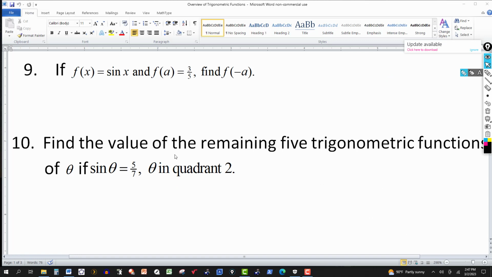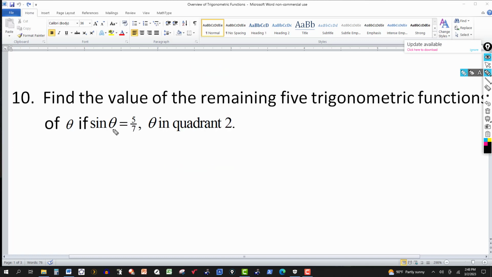Find the value of the remaining 5 trigonometric functions of theta if sine of theta is equal to 5/7, and theta is in quadrant 2. So by definition, sine of theta can be written as y over r, where r is the radius of the circle containing that point, just like in the unit circle. So here I'm going to say y is equal to 5. And I'm looking at this equation here: x squared plus y squared is equal to r squared.